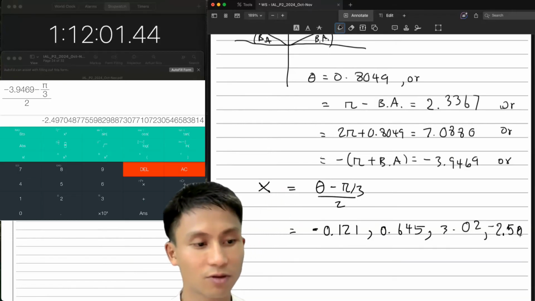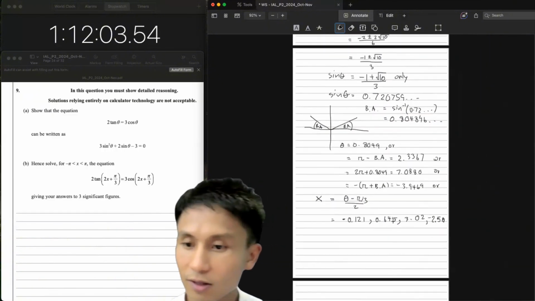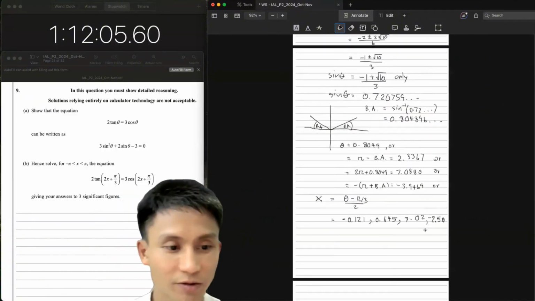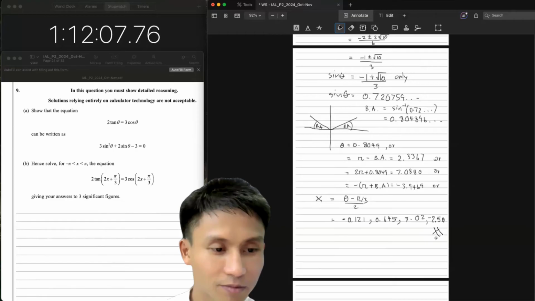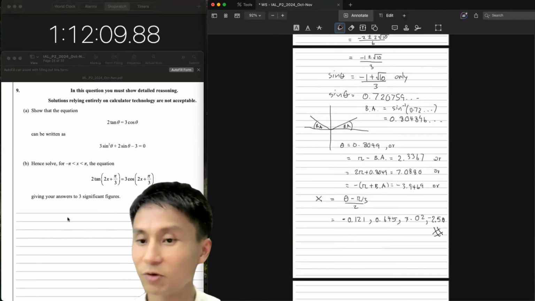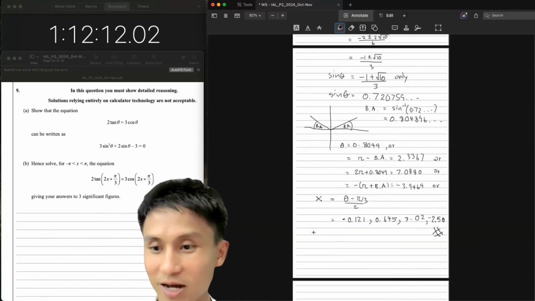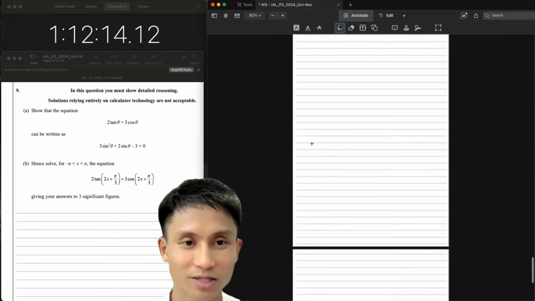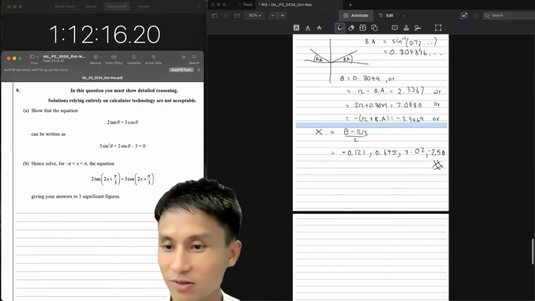Okay, so that's everything. Ooh, 3 significant figures, all of them. Right. If we want to check, we can check this later. But now I'm just going to go ahead and do number 10, which hopefully is the last question.